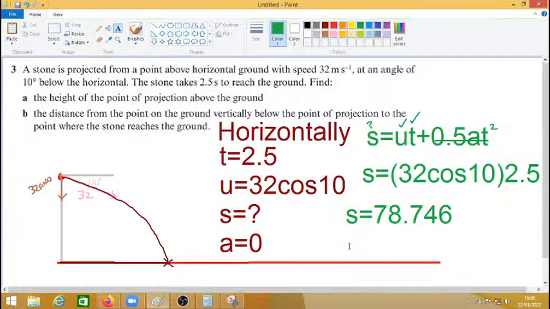Okay, hope you enjoyed projectiles and are feeling confident. You know how to use the s equals ut plus half at squared formulas and the other ones, and know how to split the velocity vertically and horizontally. Know that when you're working on a question, you can look at things horizontally and you can look at things vertically, and you know what acceleration to use vertically, and you should be fine, inshallah.